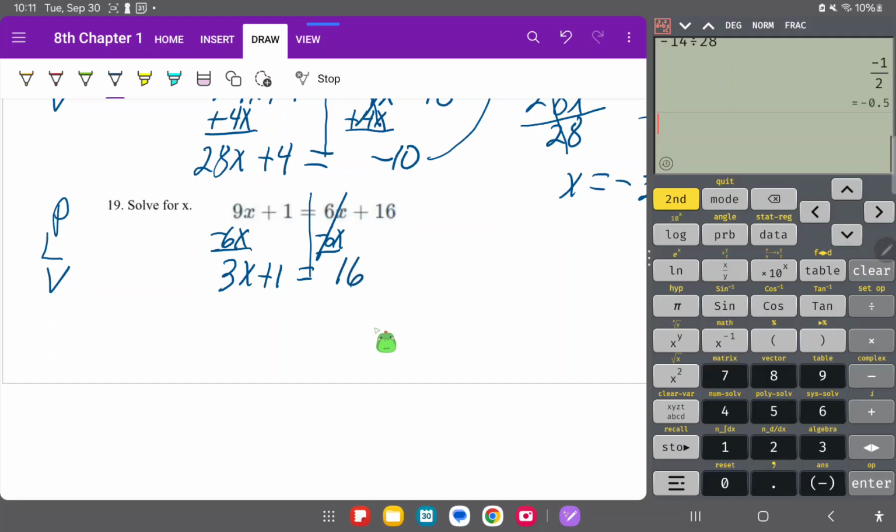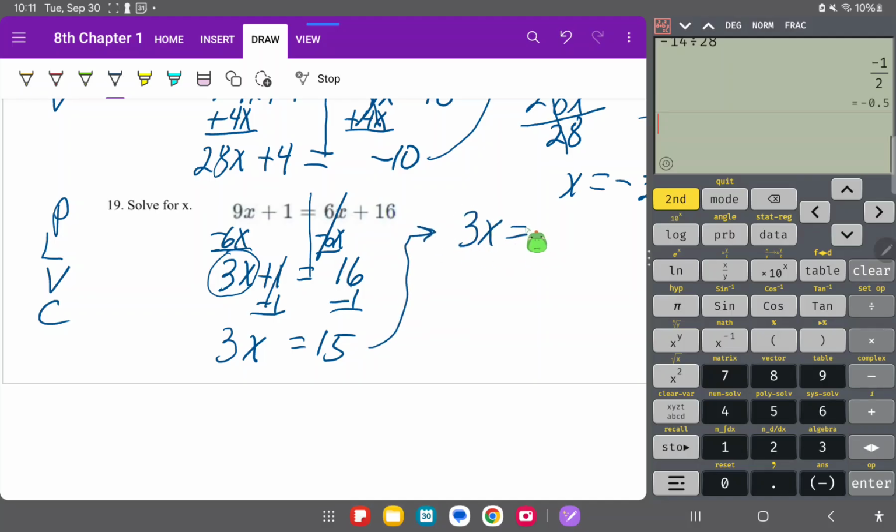Bring down your 16. Now we have this constant, right? Because now we want to get this alone. We want to subtract the 1 like that. So we'll be left with 3x equals 15. So I'm out of room. So I'm going to go 3x equals 15. We'll divide by 3. So x equals 5.